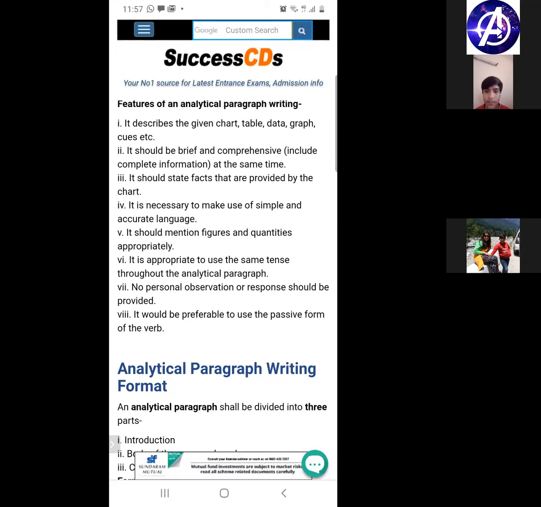Yes, right. So the information given, you should give the complete details. It should mention the figures and the quantities appropriately. Contrast is very necessary. You should give the comparison, though it should not be a detailed one. It should be brief and comprehensive.